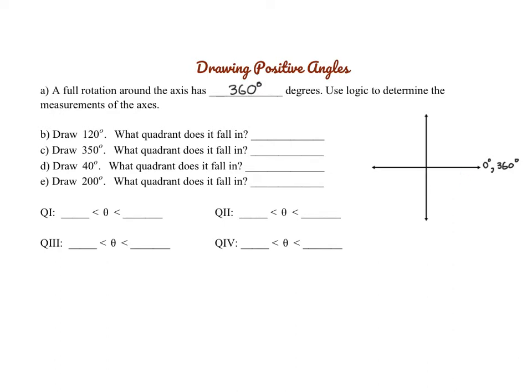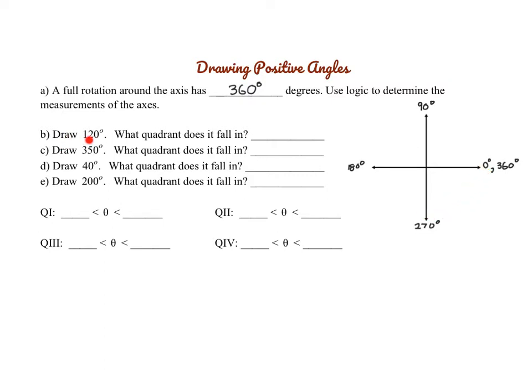So let's use some logic. If a full circle is 360, half a circle will be 180. And then half of that would be 90. So you can see our axes are every 90 degrees. That means that this must be 270. So if I'm asking you to draw an angle, you pretty much determine, is it between 0 and 90, 90 to 180, 180 to 270, or 270 to 360, and that will help you place it.